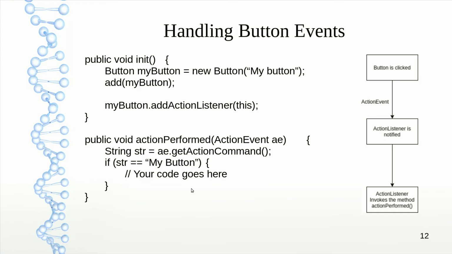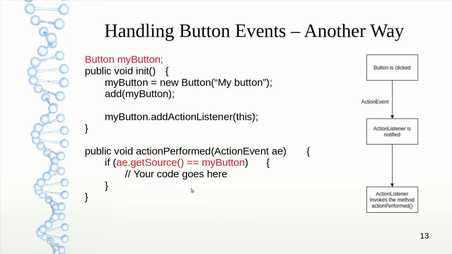If you think that a string matching with the label of the button is a bit ugly, then we have a workaround. We can use the getSource method of the action event class, and this getSource method retrieves the button from which the action event has occurred. So we can use a matching like ae.getSource() is equal to myButton, that is, myButton is the one that has just created this event. Then we can handle that event.